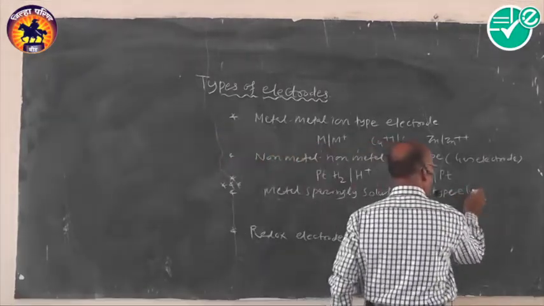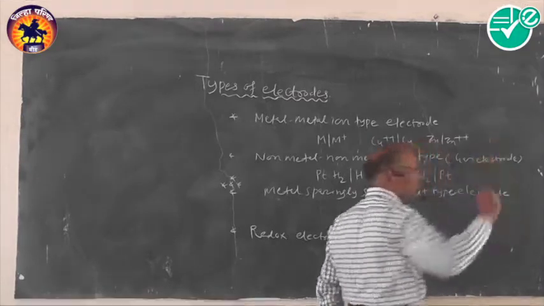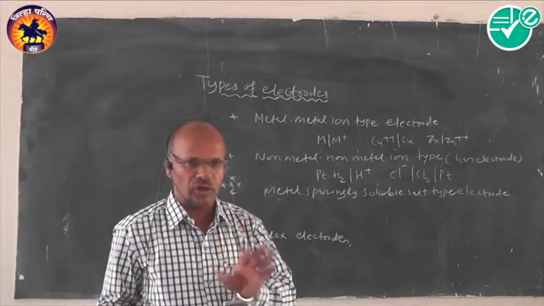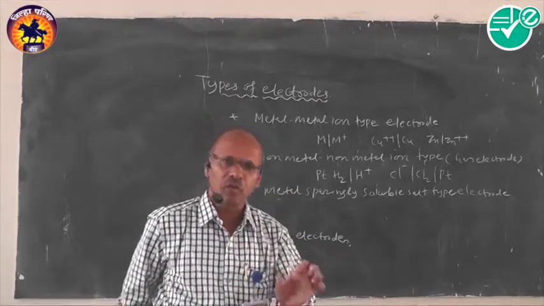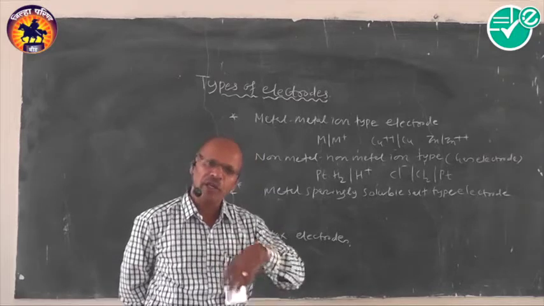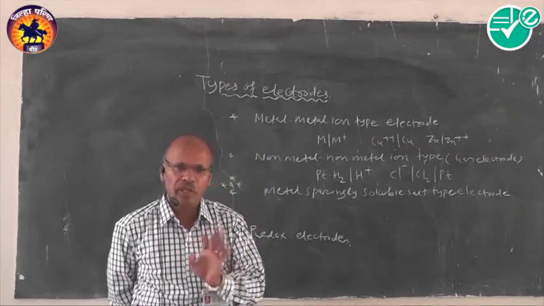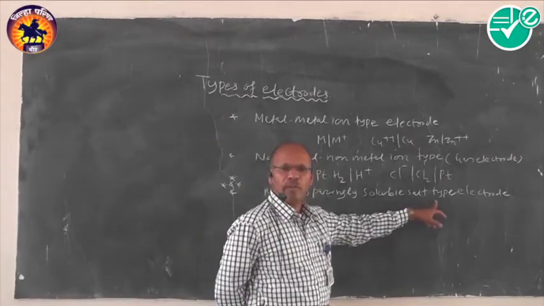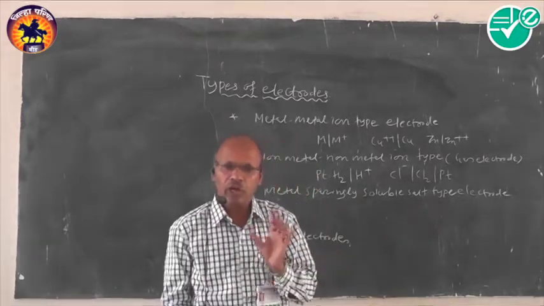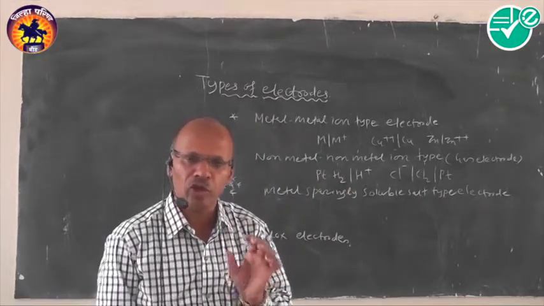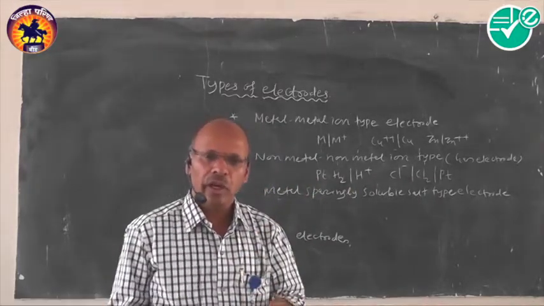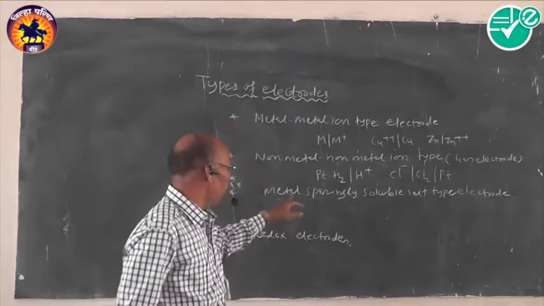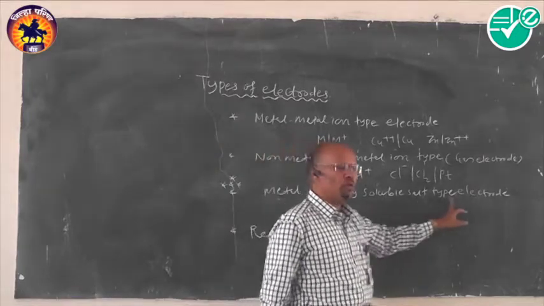Here we have to define it in this fashion: a type of electrode in which the metal is coated with its sparingly soluble salt, which is placed in a solution containing the anion of the same salt. We call it a metal sparingly soluble salt type of electrode. So it is the electrode in which metal is coated with its sparingly soluble salt and placed in that solution which contains the anion of the same salt.